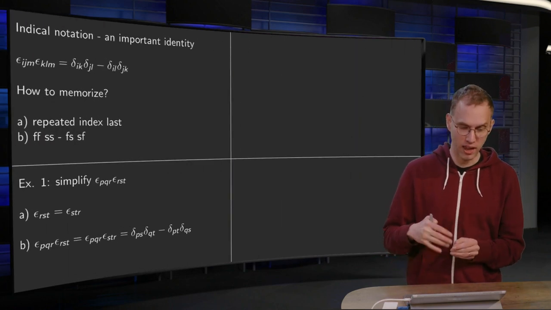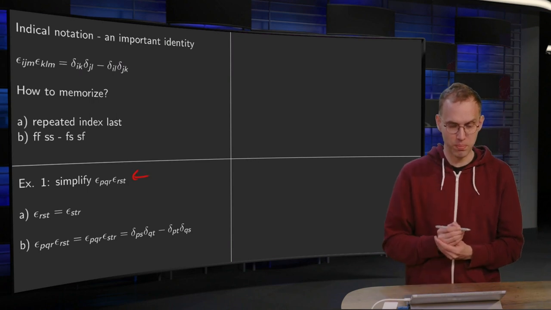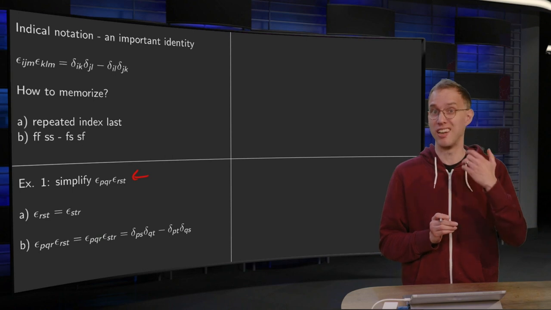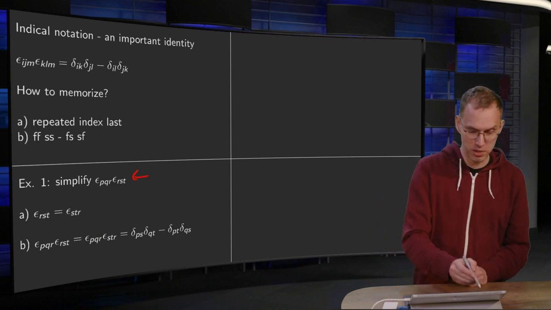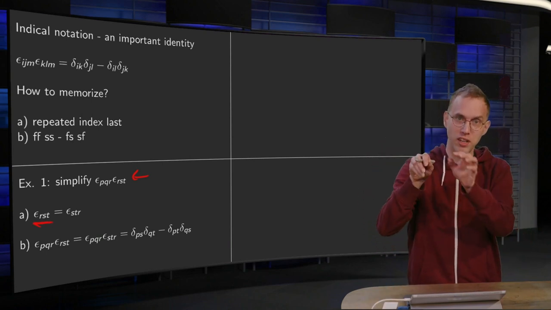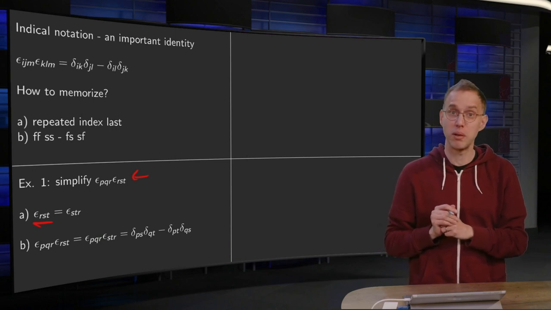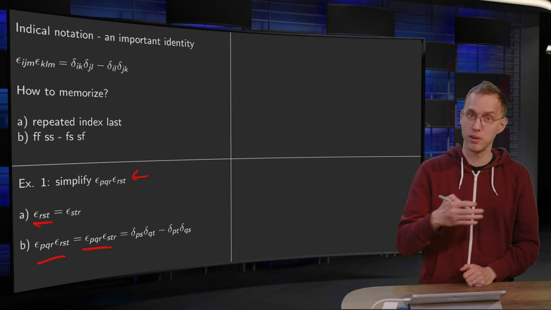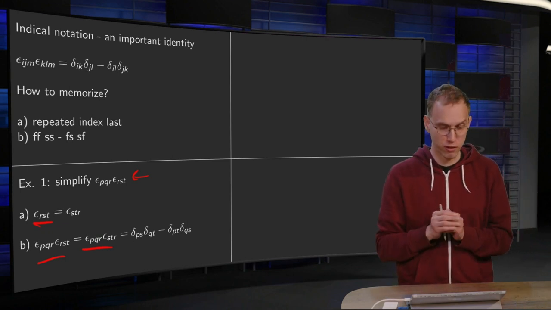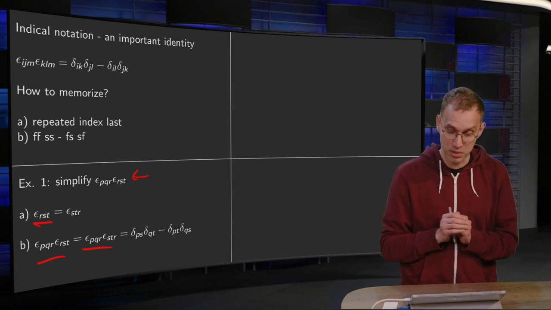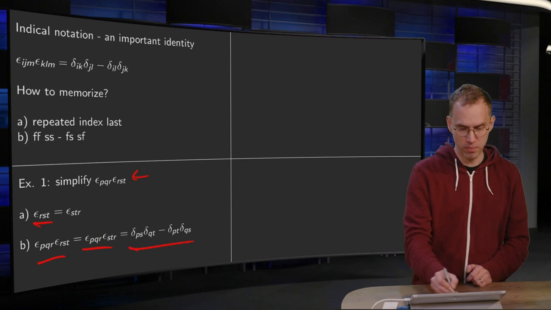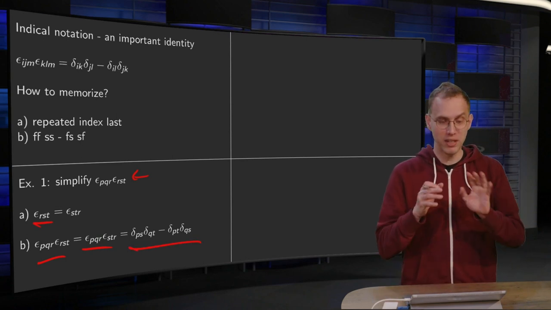Okay, let's do an example. So if we want to simplify this one, epsilon pqr epsilon rst. Well, first of all, you want to get the repeated index last. The repeated index is the r, so you want to change the epsilon rst. And now you can put this one last and shift the other ones in front. So epsilon rst equals epsilon str. So then our epsilon pqr epsilon rst equals epsilon pqr, just copy that one, epsilon str, which equals first first, that is delta ps times second second, delta qt, minus first second, delta pt times delta qs, second first. And there you go. So that is how I memorize it, and for me it works like a charm.